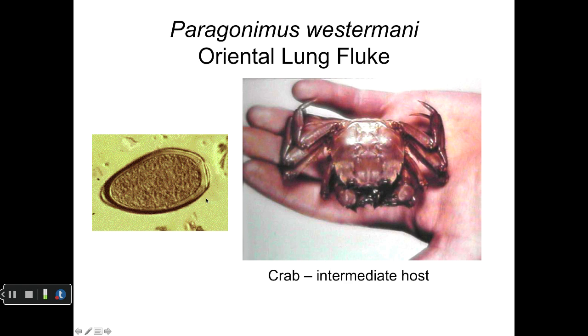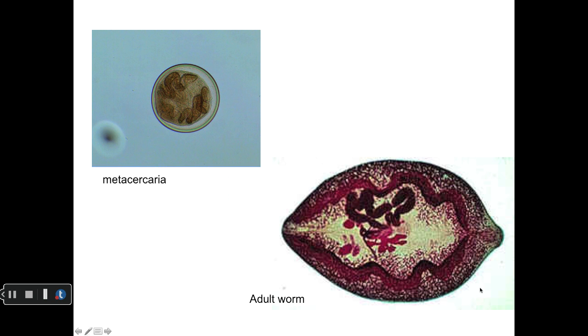It does have an operculum, which you can see here. And one of the characteristics of these eggs is that the operculum is rather flat. And it tends to be more slender and more elongate than either Fasciola or Clonorchis. In this life cycle, crabs and other crustacea like crayfish and prawns can serve as intermediate hosts.